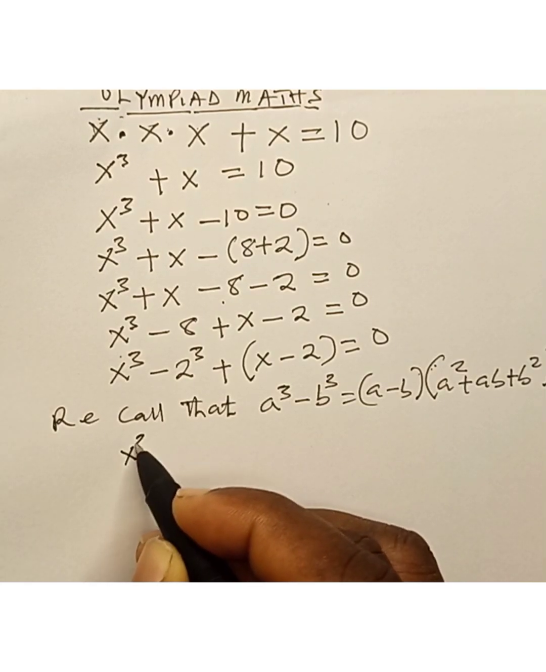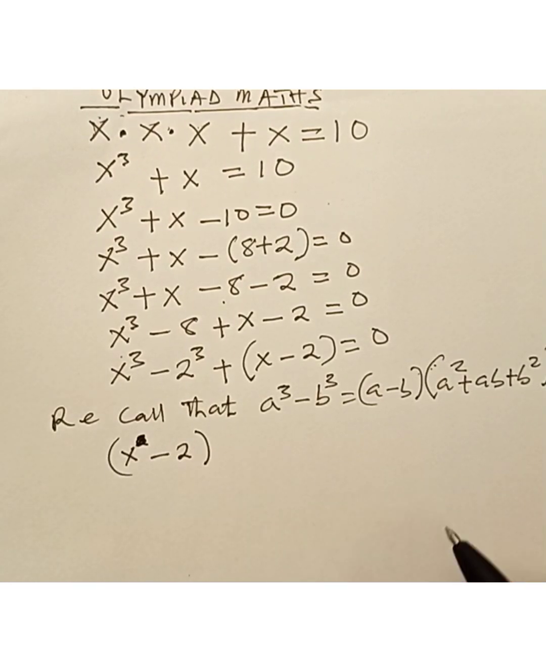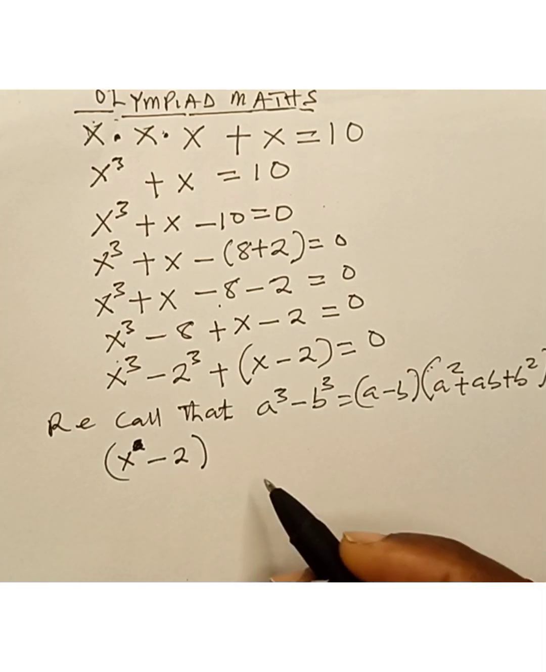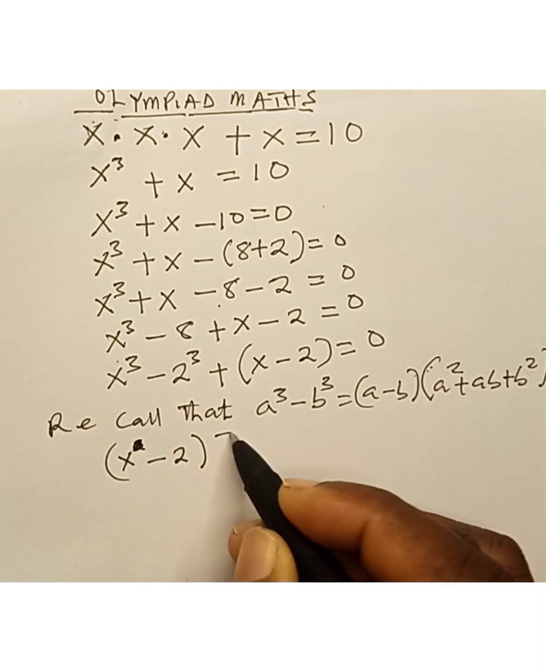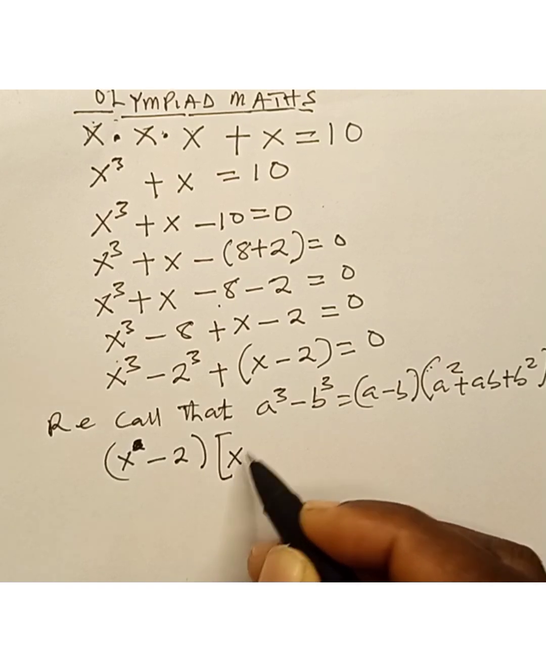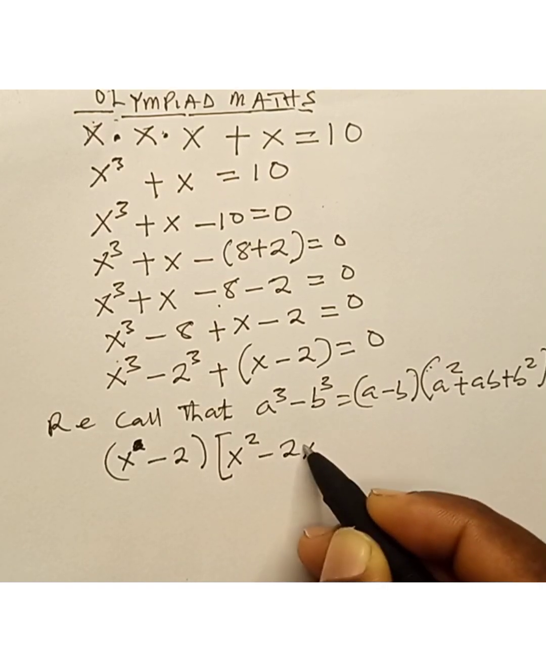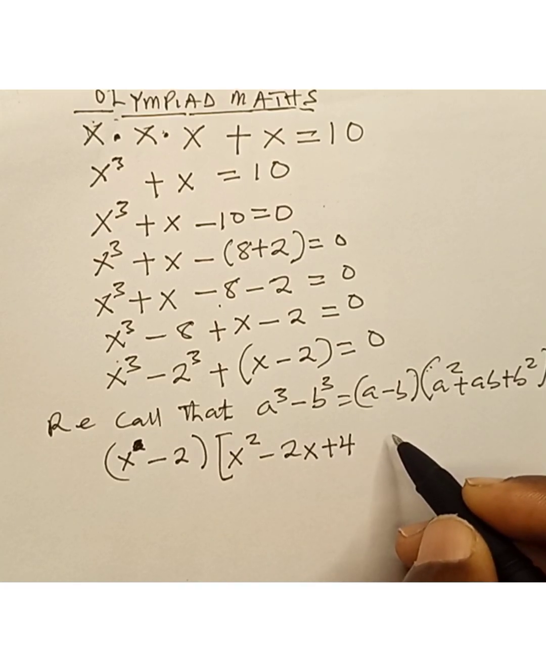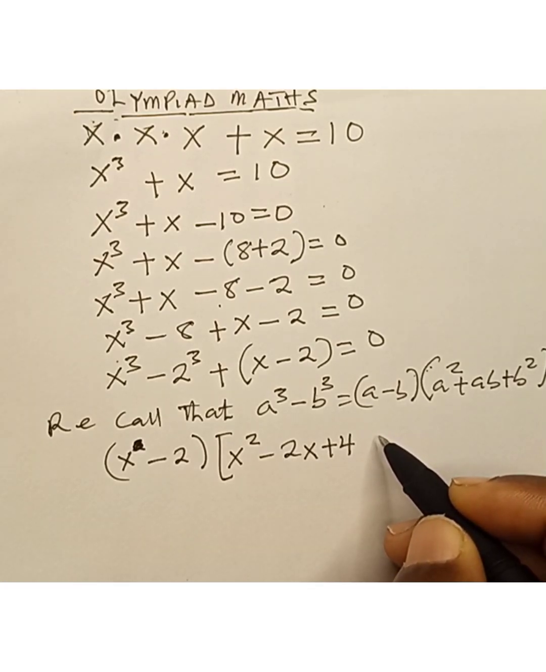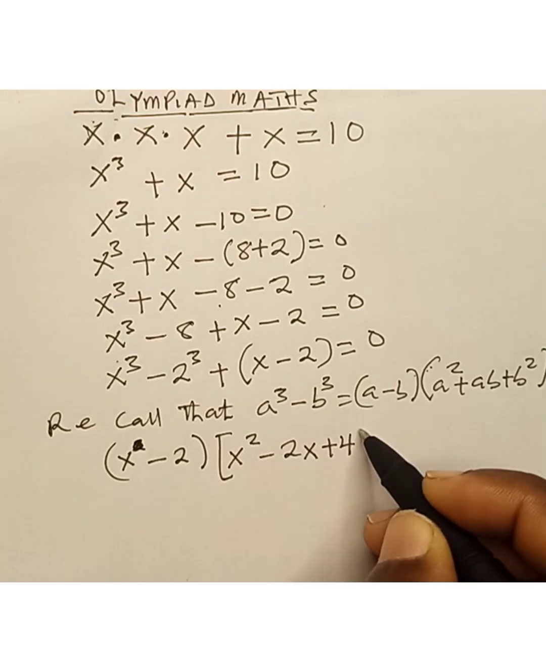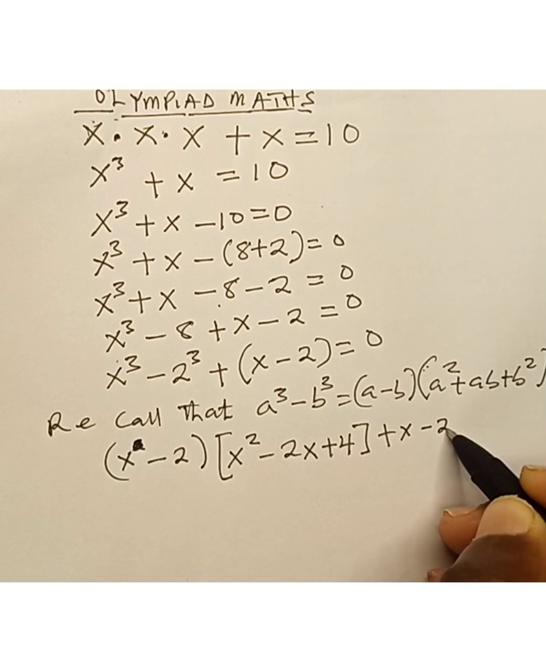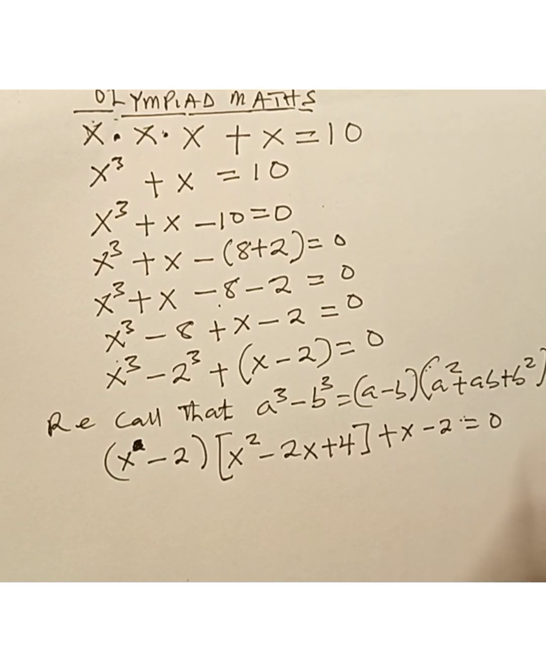X minus 2 into X square plus 2X plus 4, we close bracket, then plus X minus 2 equals to 0.